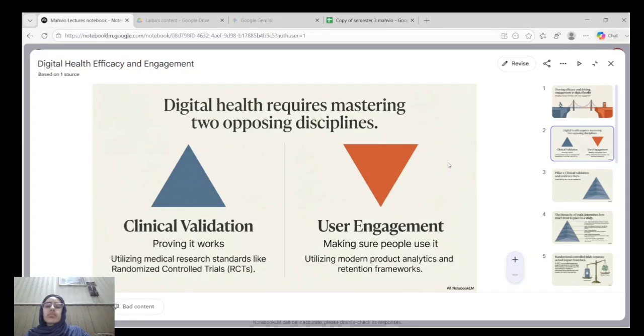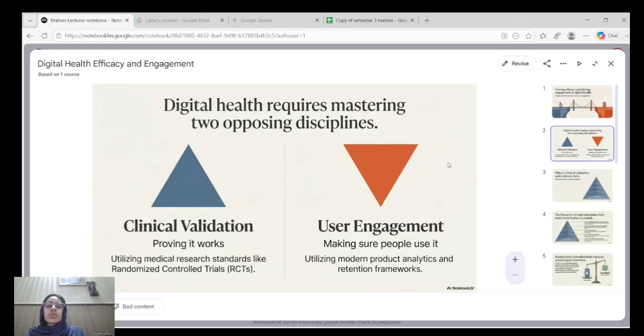On one side of the triangle, we have clinical validation, which is simply proving it works. To do this, we are utilizing medical research standards like randomized controlled trials. You are likely very familiar with this from your medical trial training. But on the other side of the triangle, we have user engagement, which is making sure that people actually use it. To do this, we are utilizing modern product analytics and retention frameworks.